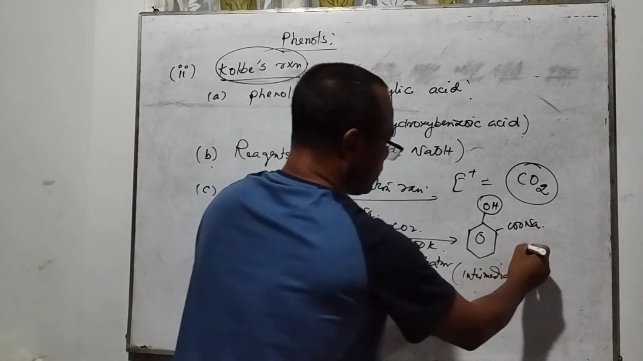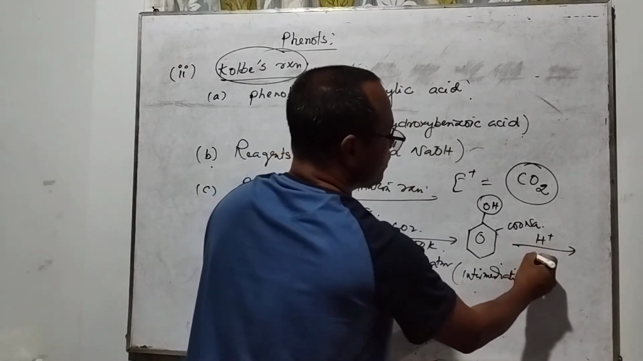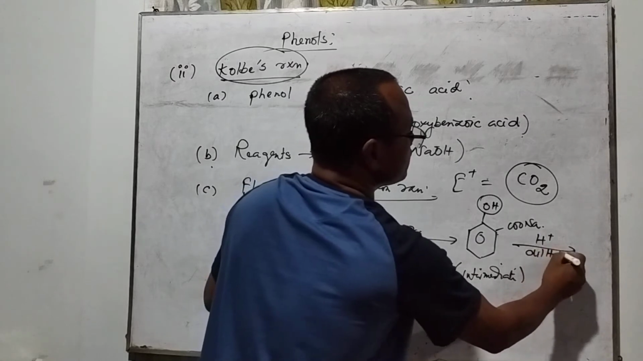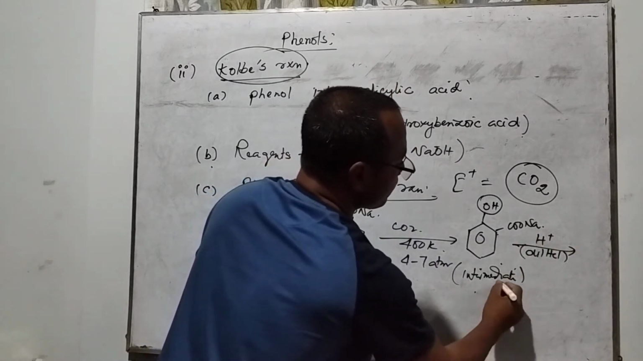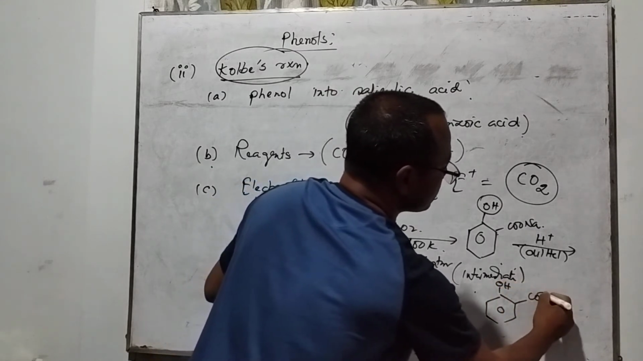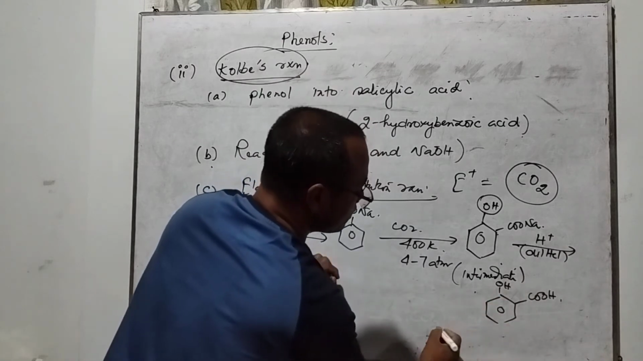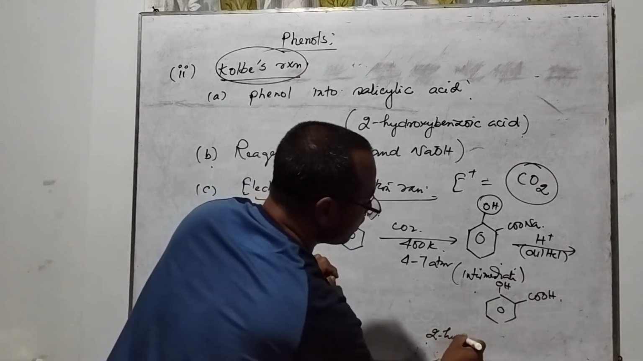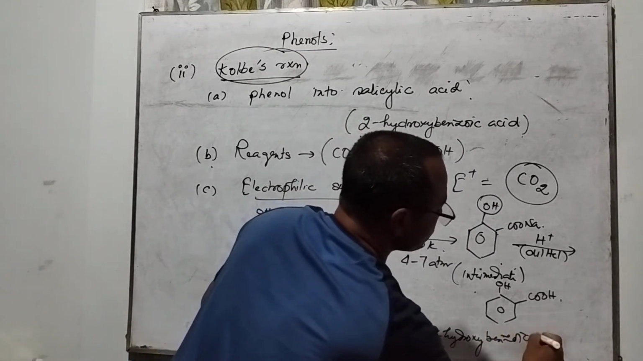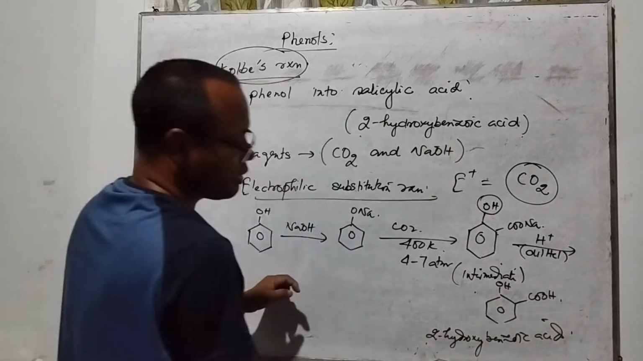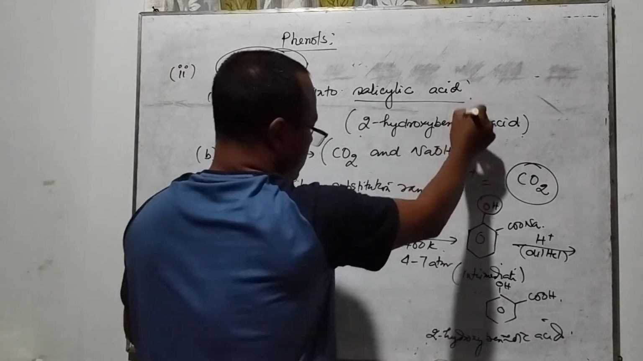Now this intermediate compound is followed by hydrolysis, that is the acid hydrolysis. We can write dilute HCl. Then what is the product formed here? This is our 2-hydroxy benzoic acid. So commercially, what is the name of this compound? That is salicylic acid. What we write here, salicylic acid.